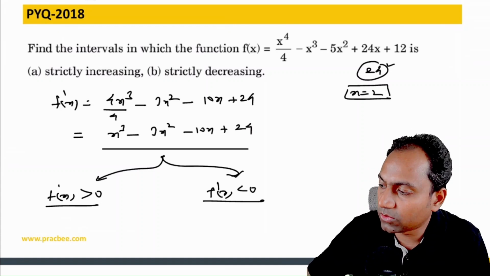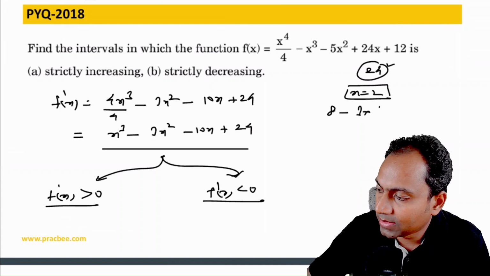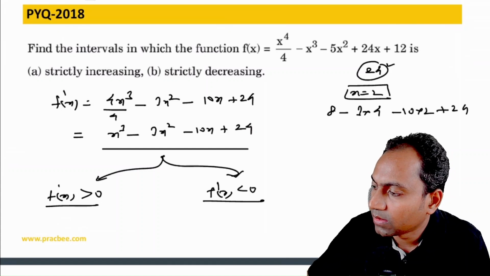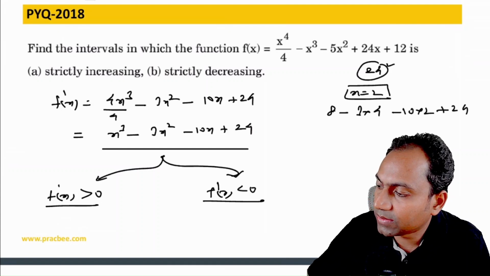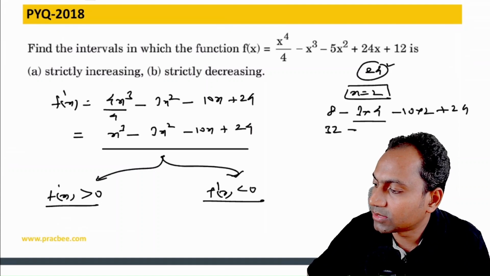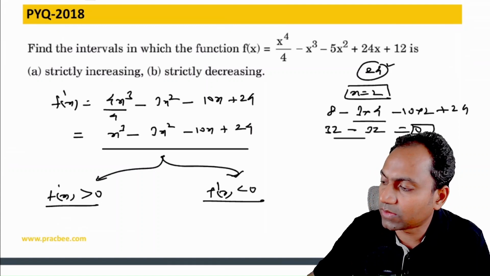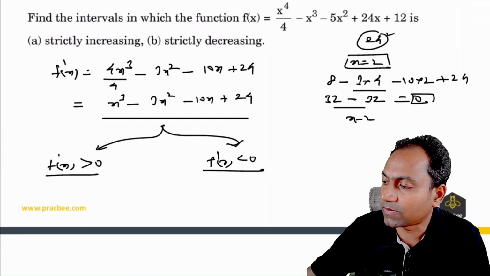If I put x equal to 2, it becomes 8 minus 3 into 4 minus 10 into 2 plus 24. So what is happening is this is 8 plus 24, which becomes nothing but 32. Then this is 12 minus, so this also becomes 32. You can see that it gets satisfied. So what we can say is, x minus 2 is one of the factors.